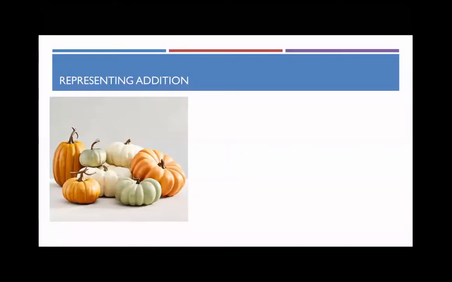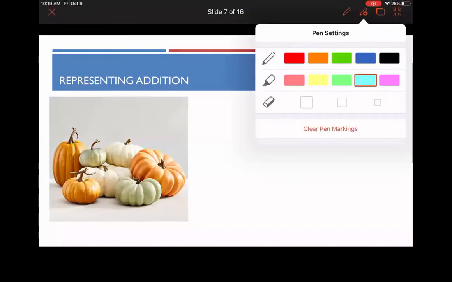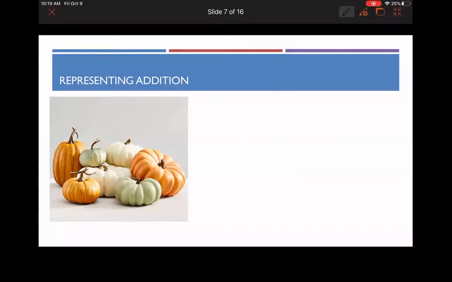So let's first start with addition. And so it's fall. Pumpkins are some of my favorite things in the world. I don't know why. I just think they're adorable. I love them. I love pumpkin picking. I love going to pumpkin patches. But sorry, that's not for here or there.